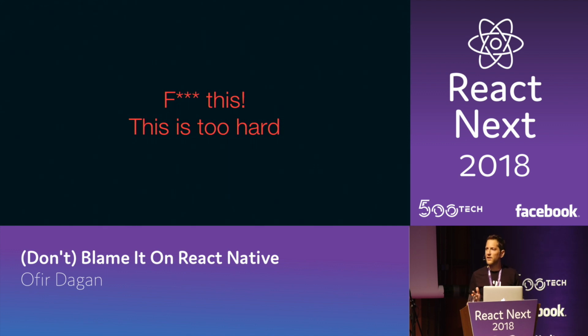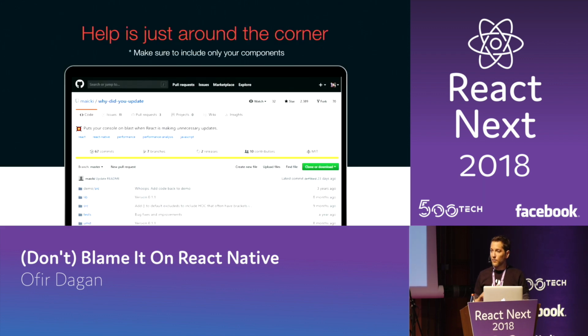By now, you might think, okay, everything you said here is pretty vague. I don't know where to start. I don't know how to profile my React Native app. So I have really good news for you, and it's really easy. The help is just around the corner, and it's called Why Did You Update. It's a very cool library that I urge you to check out. Basically, it monkey patches React, and it prints to the console every time you do an unnecessary render. It tells you exactly why you did this potentially unnecessary render. So I urge you to check it out.